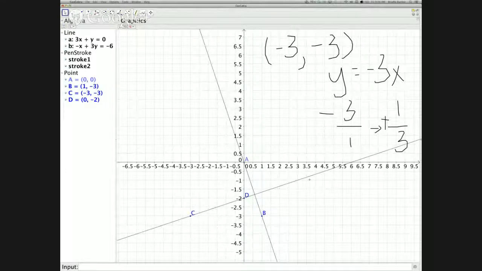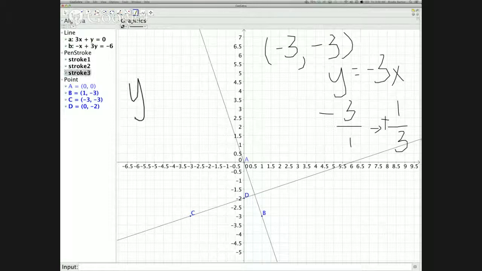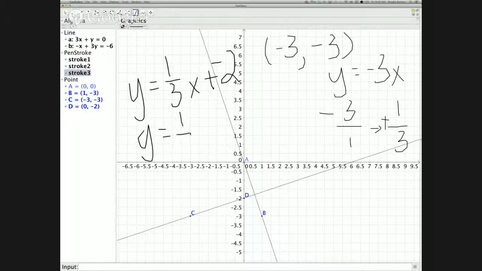Okay, so now I just need to write the equation of that line. And the equation of that line, we already know the slope is 1/3, so I have y equals 1/3 x, plus I need to know the y-intercept, and that's clearly shown to be -2. Normally we don't write plus -2, normally we'd write it y equals 1/3 x minus 2. Okay? And that is number 55. All right, that's number 54.